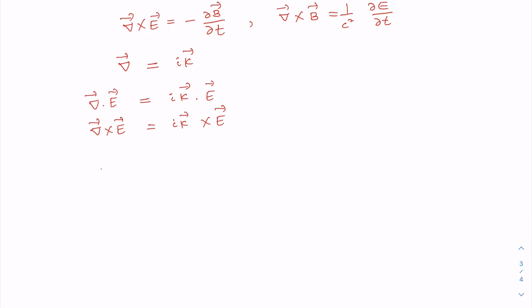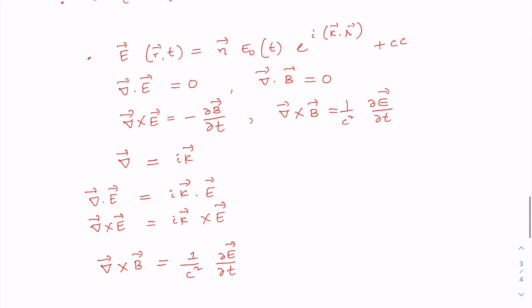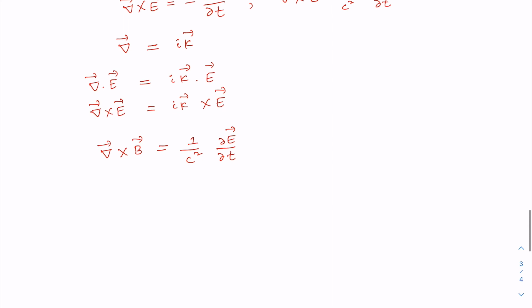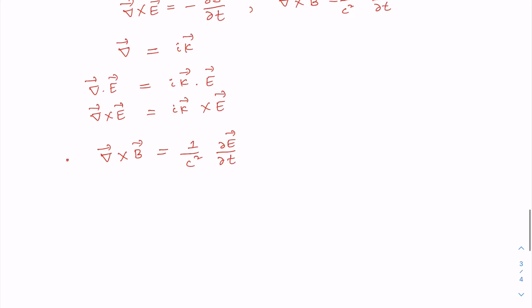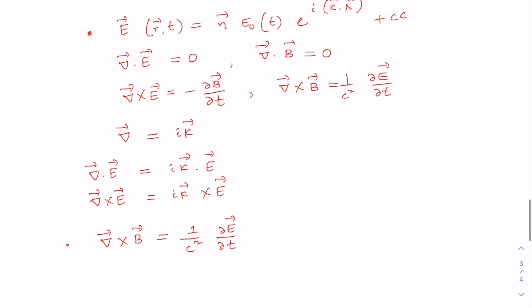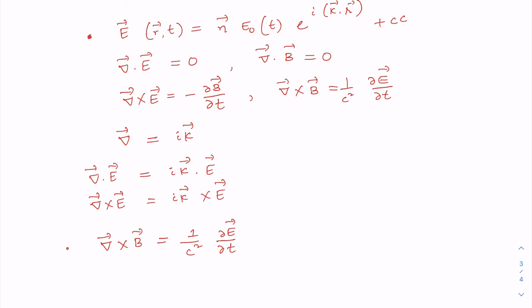Now let me use these Maxwell equations. Curl of B is equal to 1 by c square del E del t, because I already know the electric field. I have already assumed that the electric field is like this. So what about the magnetic field? The magnetic field I can find out from this expression. To do that, let me put the assumed solution of the electric field in this Maxwell equation.